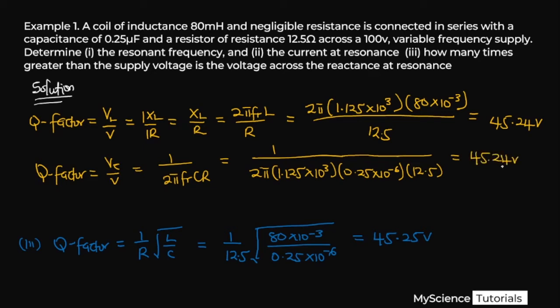45.24 over here. So we realize that for calculating Q factor, whether you use VL over V, or you break it down to 2 pi FR L over R, or you use VC over V, or you use the general formula, the inverse of resistance multiplied by the root of L over C, you are still going to get the same answer for Q factor. So there are so many ways to calculate Q factor. You just have to select the one that is best for you, or the easiest way that you can identify. So let's have a look at another question.